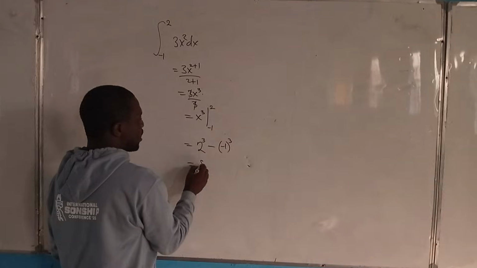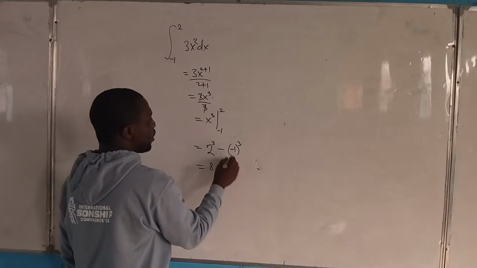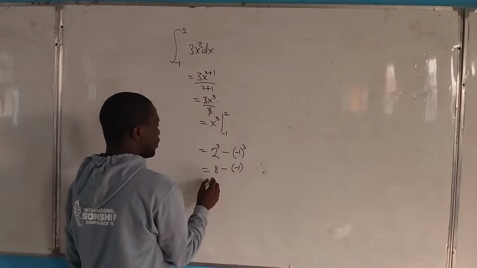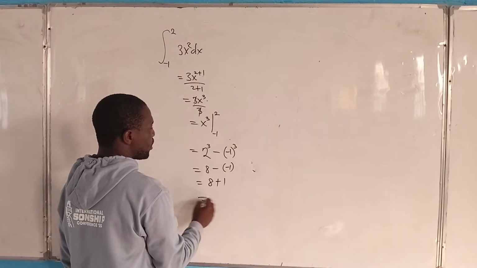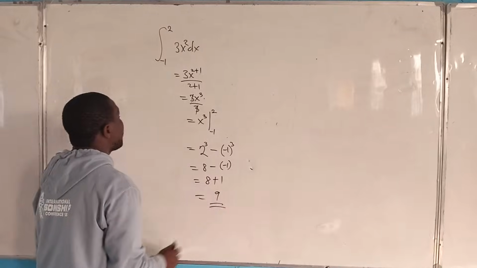2 raised to the power of 3 is 8, minus 1 raised to the power of 3 is minus 1. So I have 8, minus times minus is plus. I have 8 plus 1, which is equal to 9. That's my final answer.